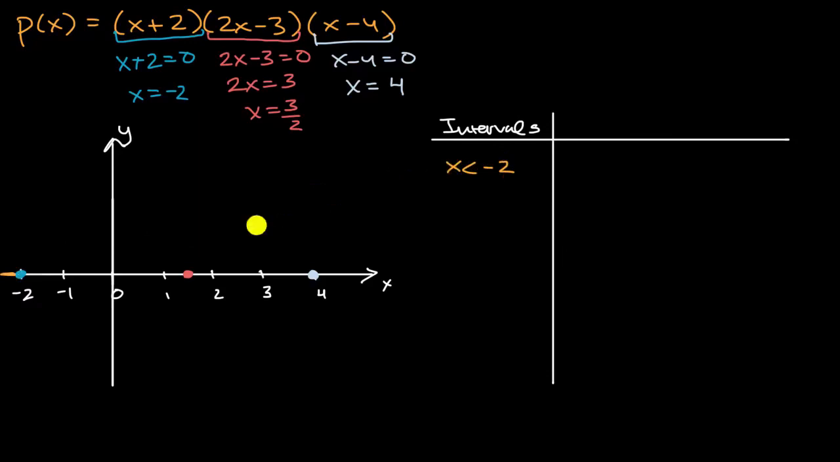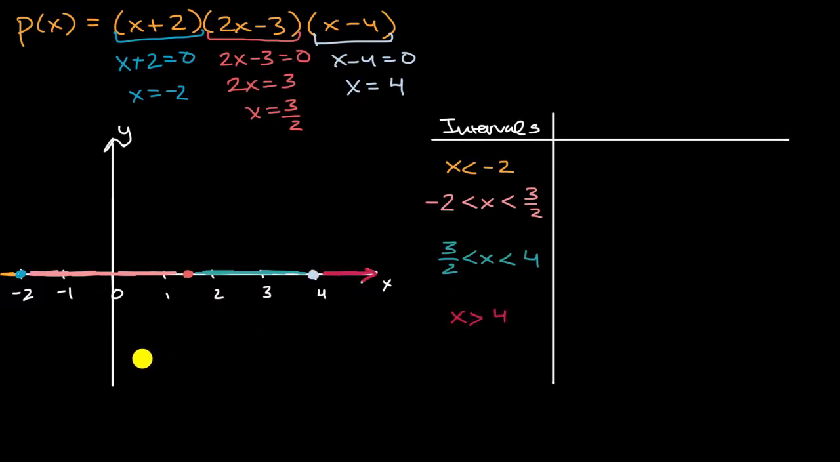We could have an interval where x is between negative 2 and 3 halves. So negative 2 is less than x, is less than positive 3 halves. That would be this interval right over here. You have the interval, I'm trying to use all my colors, between 3 halves and 4, this interval here. So that would be 3 halves is less than x is less than 4. And then last but not least, you have the interval where x is greater than 4. That interval right over there. So x is greater than 4.